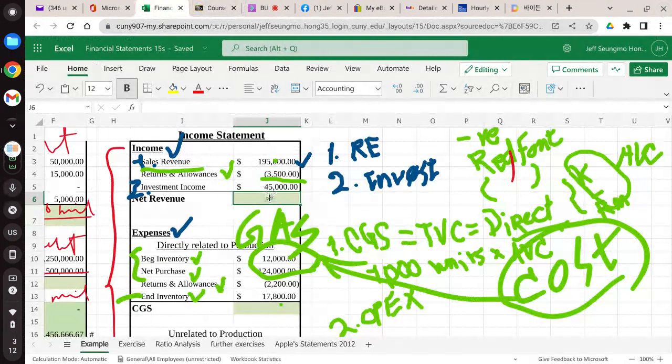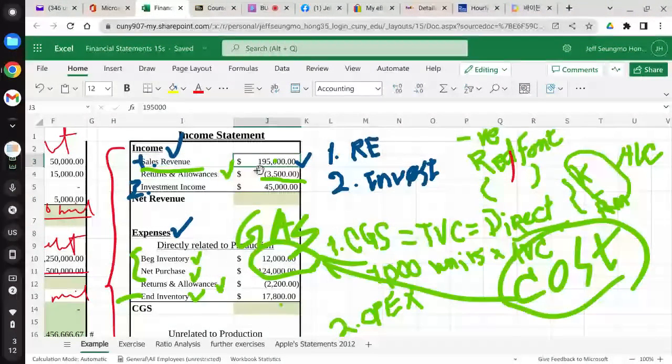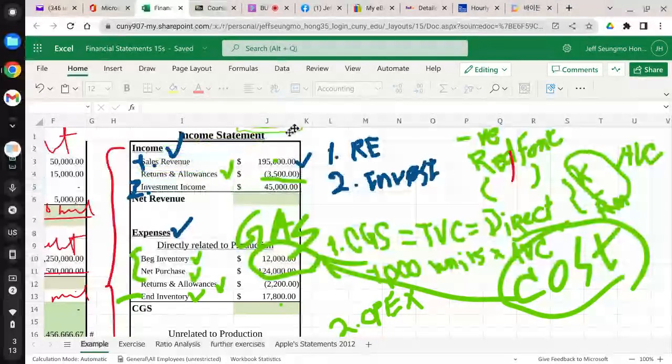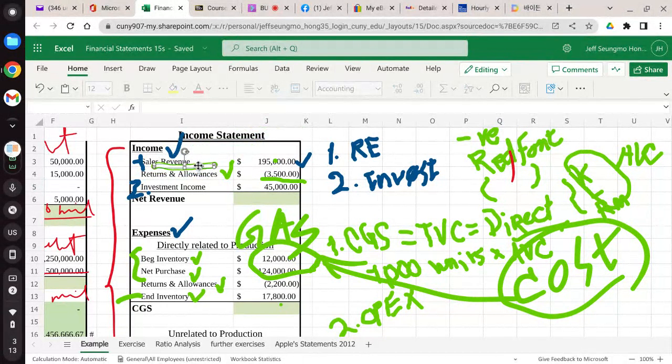First, basically, the income section, and the conclusion of the income section is the net revenue, and of course, sales revenue. We've got the sales revenue there, and that's the primary source of our income, right? The secondary source of income is investment income. Okay, that we know already.